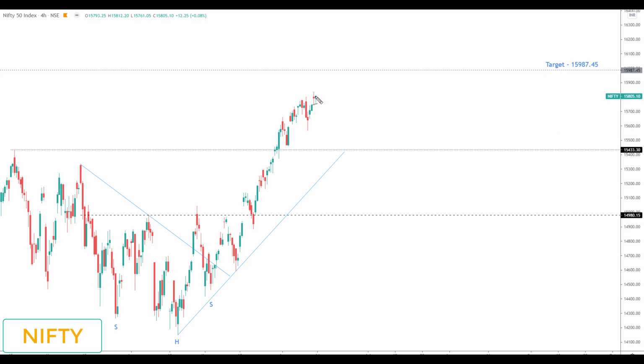Any pullback, and I'd like to see a pullback first, but any pullback would be viewed as another opportunity to look for bullish positions in this market up towards the next key of resistance, the upside and the target set at the 15987.45.